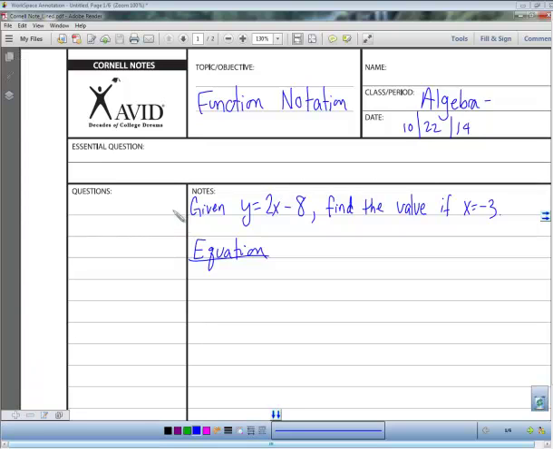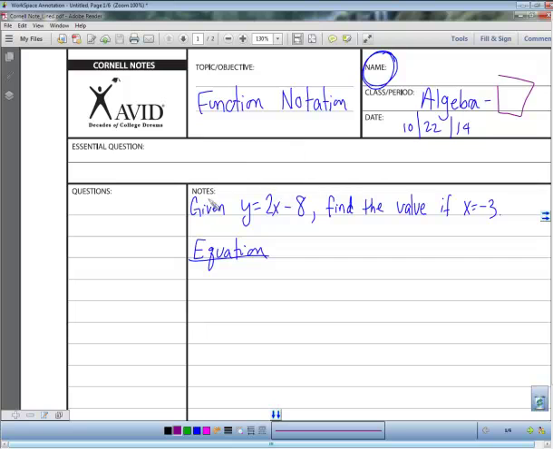Guys, it's Miss Castor. Go ahead and take Cornell notes over function notation. You should have your name written on your paper, algebra, and then your class period. So whatever your class period is needs to go right here with your date.